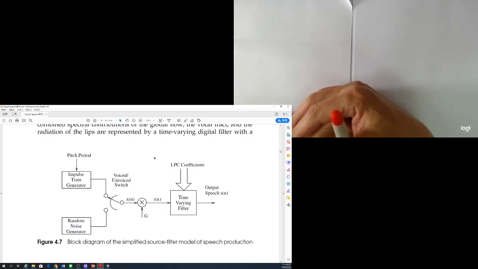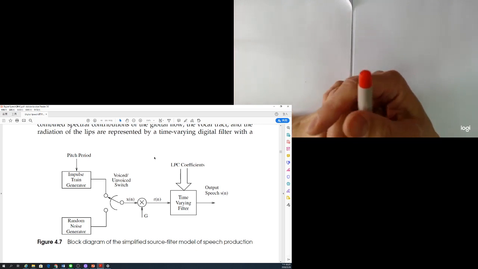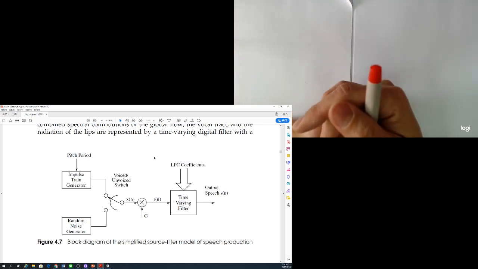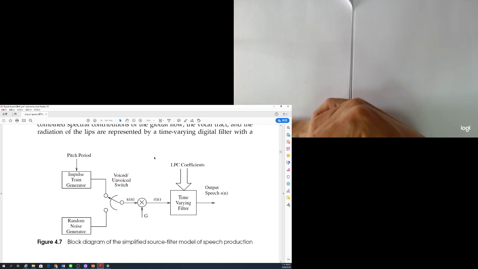I just briefly review what we talked about in the previous lecture. First one, what is the source filter model? In the source filter model, if you have voiced sound, you have a sound impulse stream, which is related to your pitch, and if unvoiced, it is more like noise.